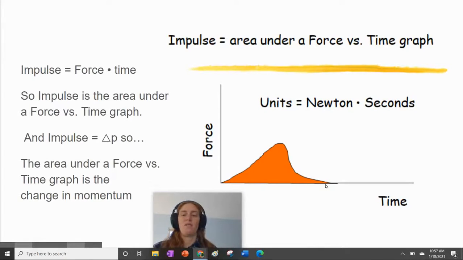Or what you'll see happen very often in these problems is it'll either give you your average force, which you would be able to multiply times time, or it'll do this as a triangle to approximate it, in which case you just do 1/2 base times height, and it doesn't matter if it's an isosceles triangle or a right triangle. You'll still be able to do 1/2 base times height to get that area. So, because impulse is equal to your change in momentum, you can also say that the area under a force versus time graph is equal to the change in momentum.